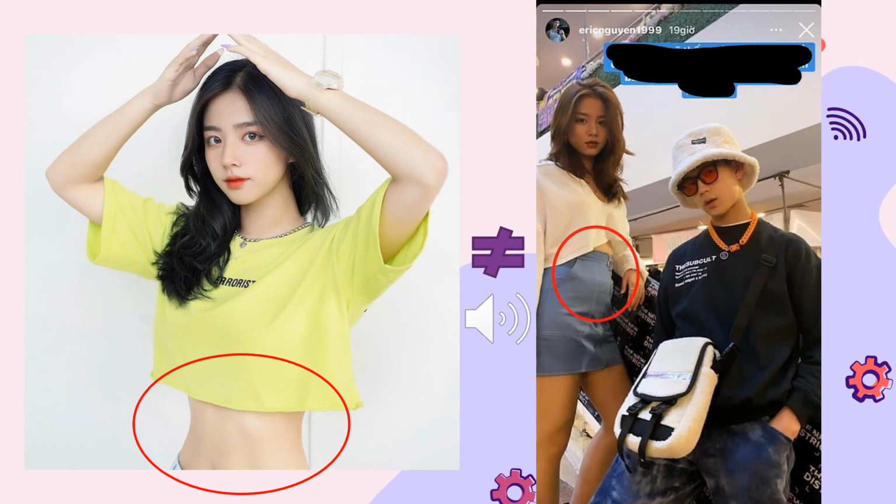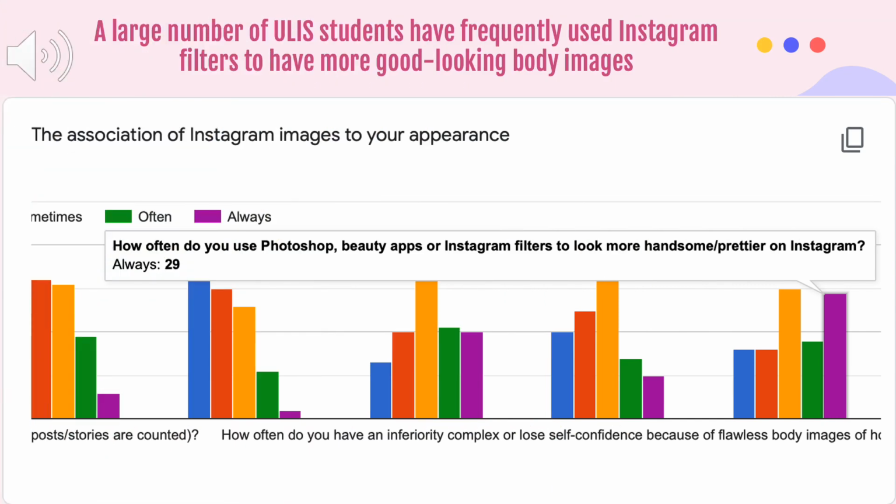Now let's look at the pictures of two hot girls who have thousands of followers on Instagram, to see the difference between the manipulated images and real images. Not only influencers on Instagram, but also female students from ULIS tend to use beauty apps or filters in order to look prettier on Instagram posts. Let's look at the chart that is analyzed from the survey. It is obvious that a large number of ULIS students have frequently used Instagram filters to have better-looking body images.